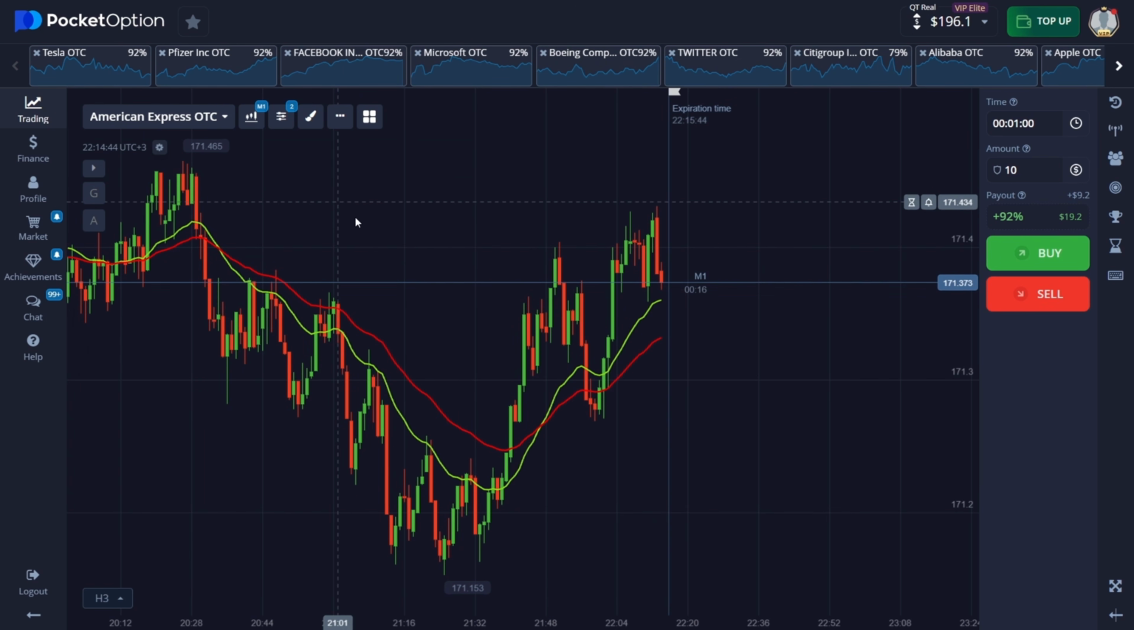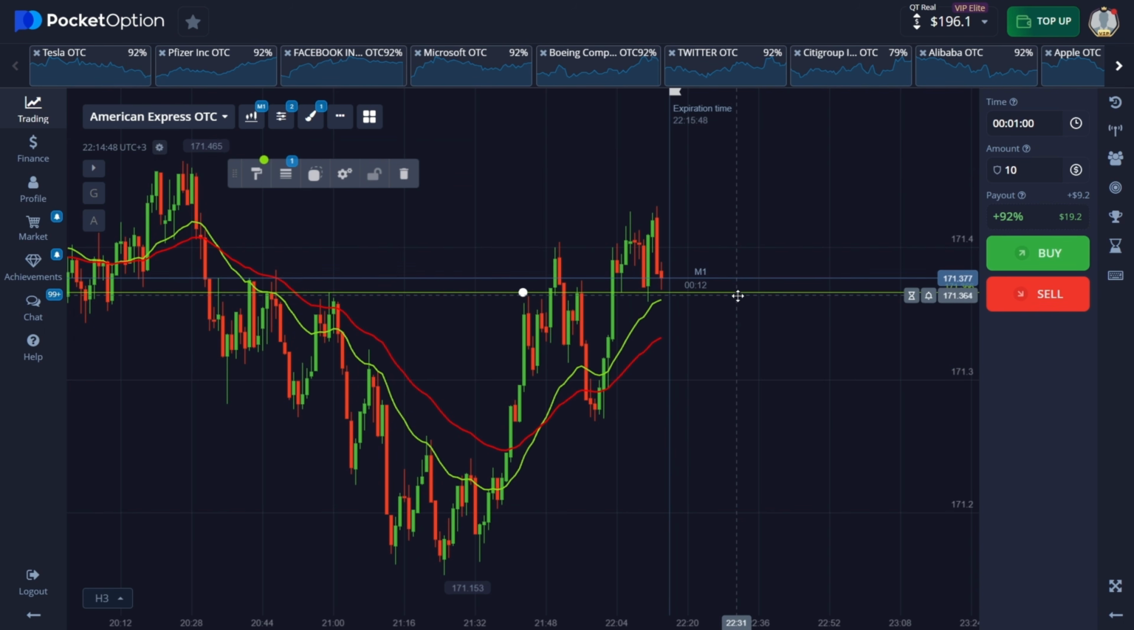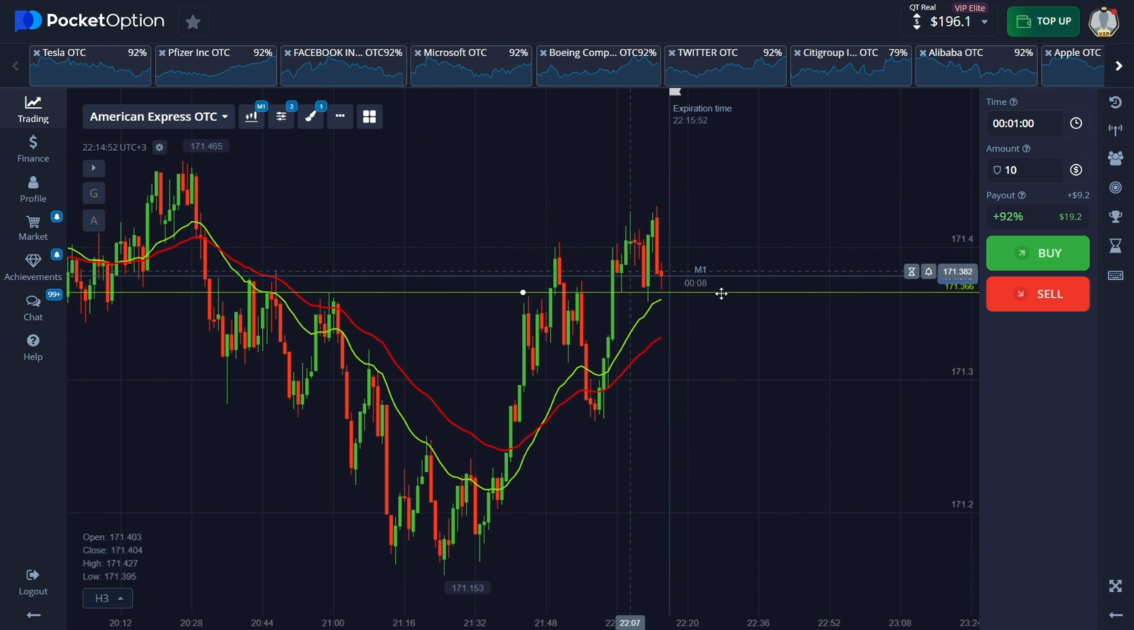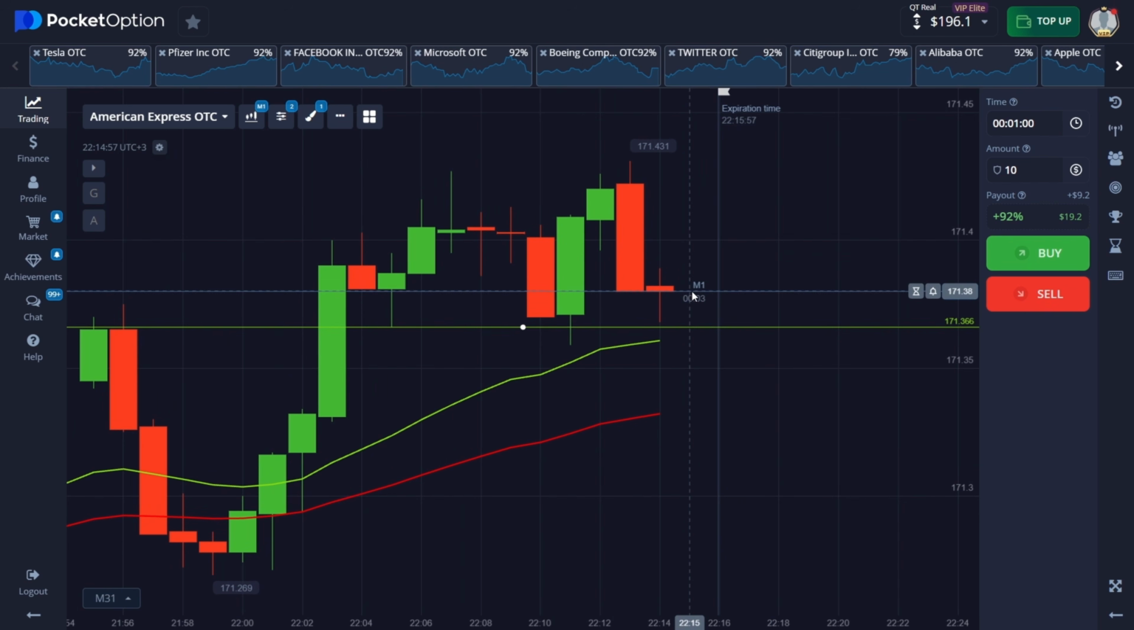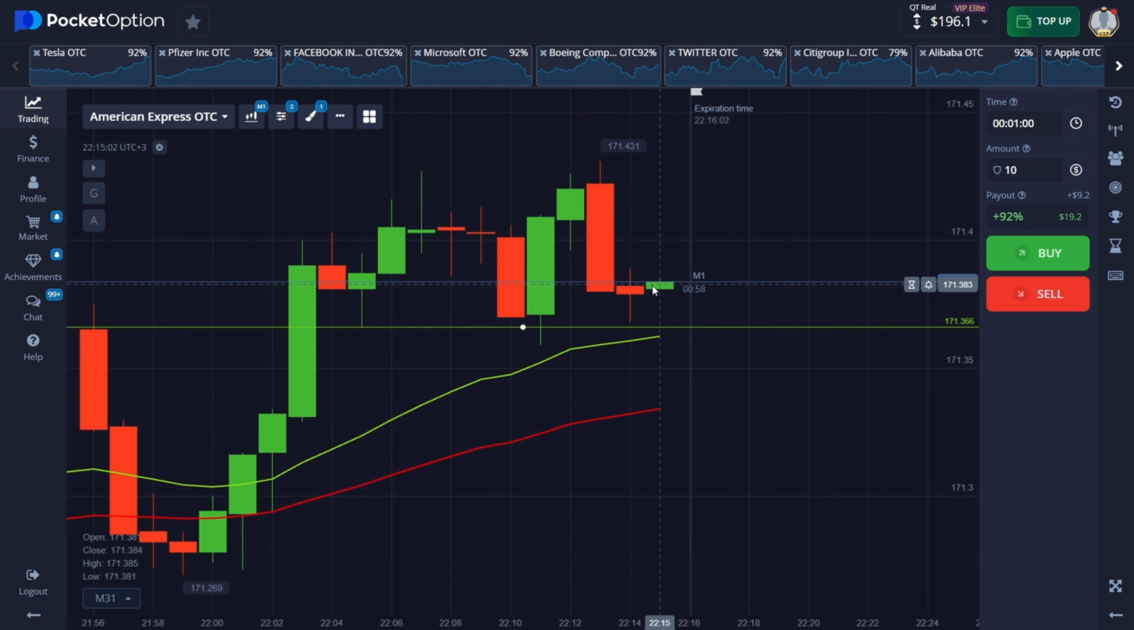Here we have a trade on American Express OTC based on the moving average. If this candle gives us a good entry near the moving average, and since there's also a support level, we can try for an upside move. The candle left a huge wick, and the next candle has already turned green, so we will avoid that.